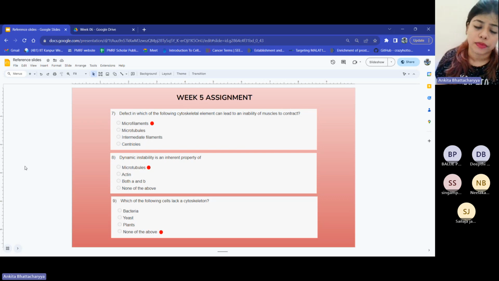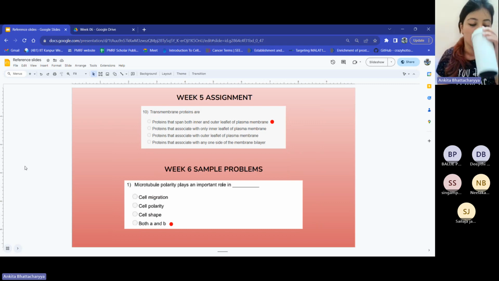Then in question 9, we were asked which of the following cells lack a cytoskeleton: bacteria, yeast, or plants. So while bacteria might seem like the possible option, if you remember, we had discussed that there are certain homologous proteins, homologous in the sense that these are proteins found to be similar to the ones that you see for more advanced organisms. And that included some proteins like FtsZ, which have been found to be homologues of the cytoskeleton, and they are found in bacteria. So therefore, since none of the options are completely justified, you can select none of the above.